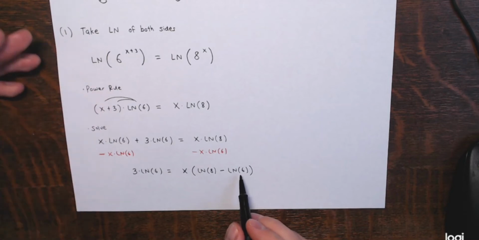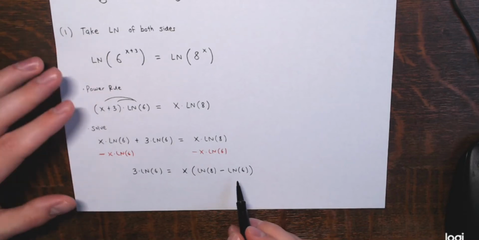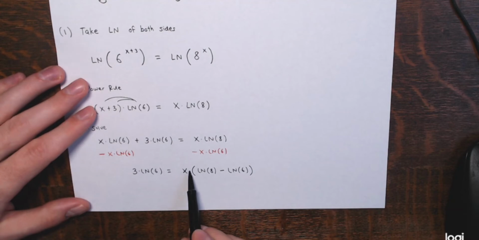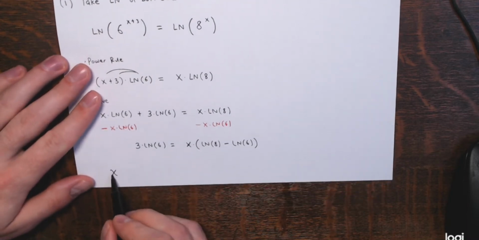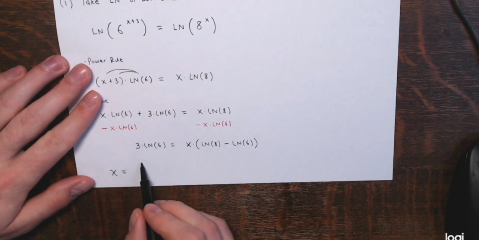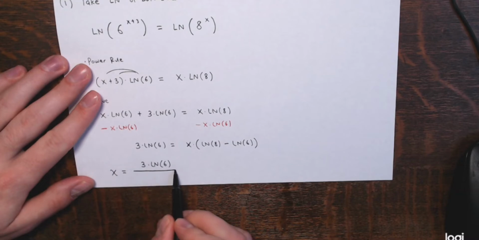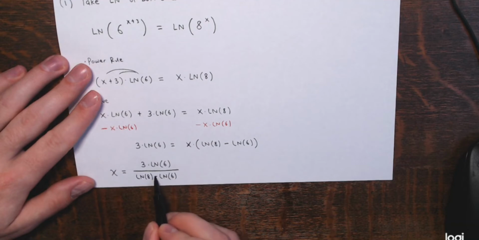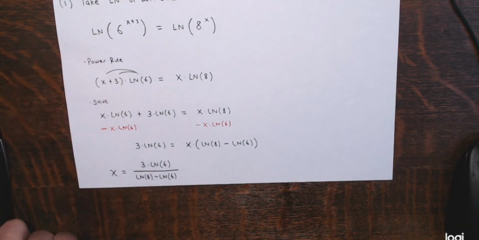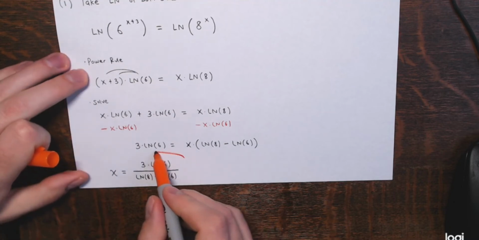Punch that in your calculator. Figure out what that number is if you want. So now I have what I want. I have x times some number equals some other number. And to get x alone, I divide by this number. So x equals 3 times the natural log of 6 divided by this natural log of 8 minus the natural log of 6 number. And there we go. That's our solution.